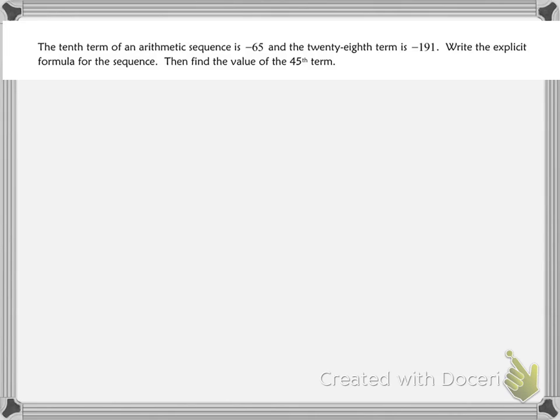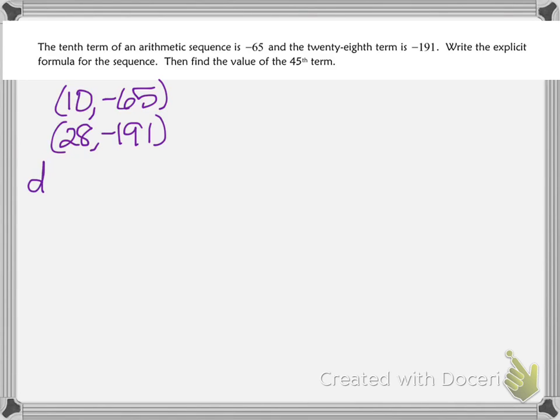And we can think about this as two different points that we have. So we're told that the 10th term is negative 65, and we're told that the 28th term is negative 191. So our common difference, which is really our slope, would be negative 191 minus negative 65, or plus 65, over 28 minus 10, and that comes out to be negative 126 divided by 18, which is negative 7.